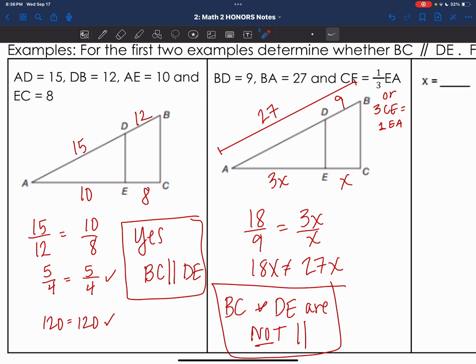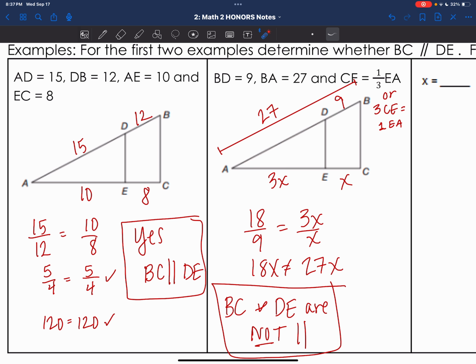And then CE is 1/3. This one's a hard one. Or is that CE? CE is 1/3 of EA. So if CE is 1/3 of this, you actually need 3 of these guys to get 1 EA. So you could think of it either way here, but I think you need 3 of these to equal 1 of those. All right, now that you got that set up, and don't forget, this is 18 here.